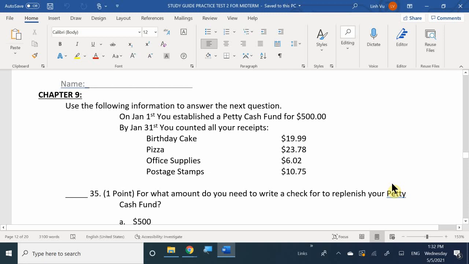Okay. So here we left off, right? We finished chapter 8. Now we're on chapter 9. So let's go ahead and answer this question. Use the following information to answer the next question.